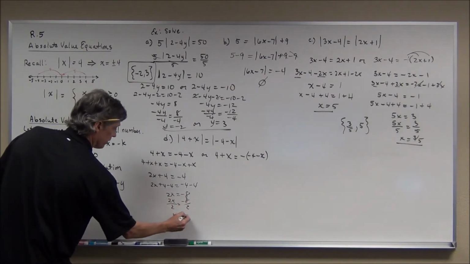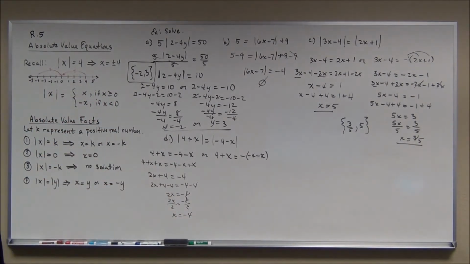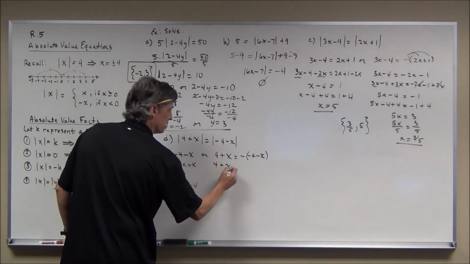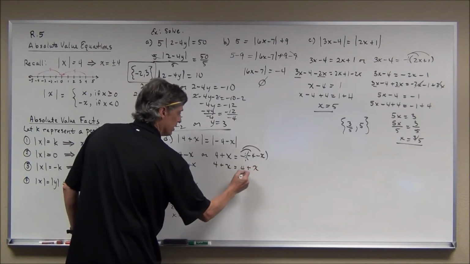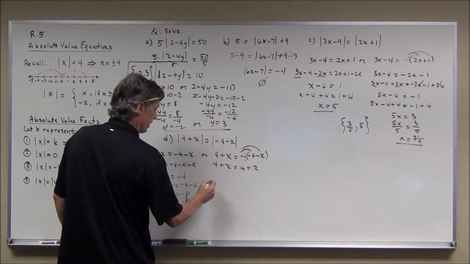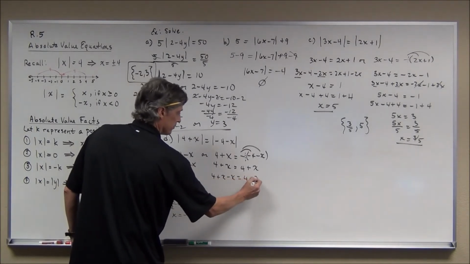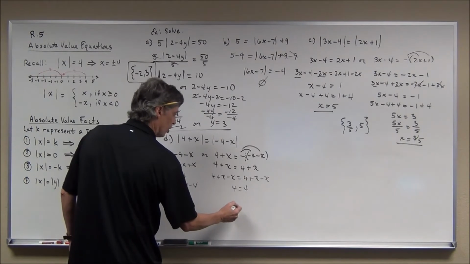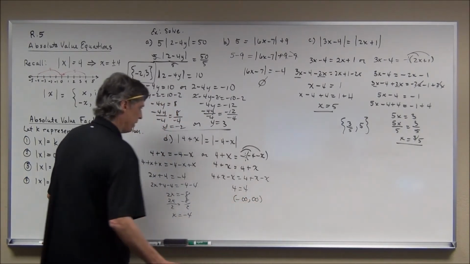And I have x is equal to negative 4, and it's starting to look like you're going to have one or two answers, as in the last example. But look right here. 4 plus x is equal to 4 plus x. So if I subtract x from both sides, you see I get a true statement. This is an identity. This is all real numbers. So you say, okay, well, what's your answer?